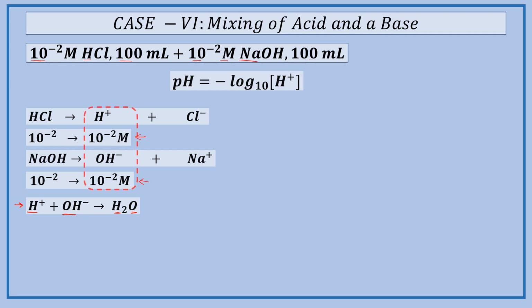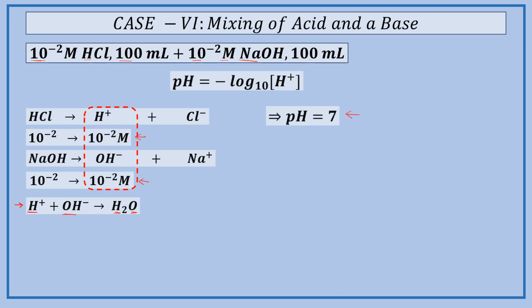In this solution, we have equal amounts of H plus and OH minus ion concentration. 10 to the power minus 2 times 0.1 H plus ion, and 10 to the power minus 2 times 0.1 OH minus ion. So they will completely neutralize each other, and therefore the pH of this solution is going to be that of a neutral solution, which is 7 in this case.